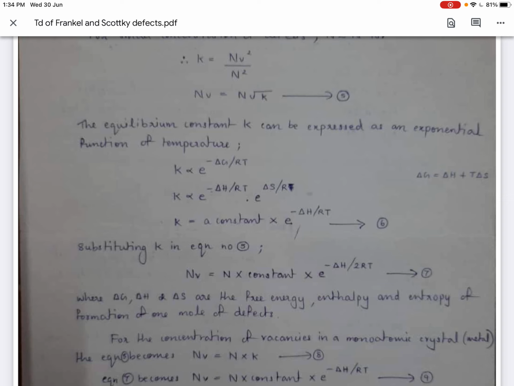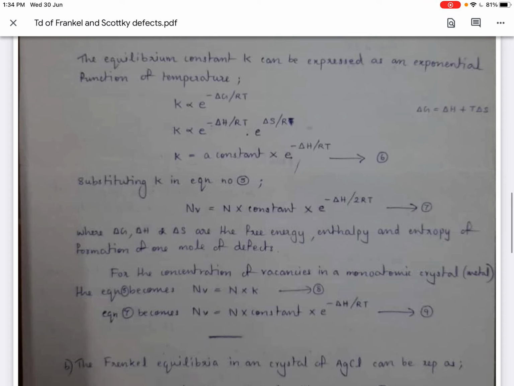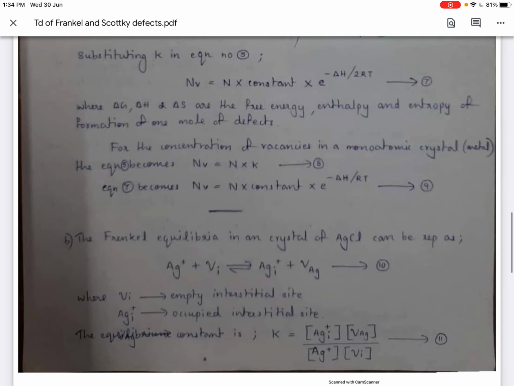K equal to a constant into e raised to minus delta H by RT. That is equation number 6. Now, substituting K in equation number 5, we'll get Nv equal to N into a constant into e raised to minus delta H by 2RT.